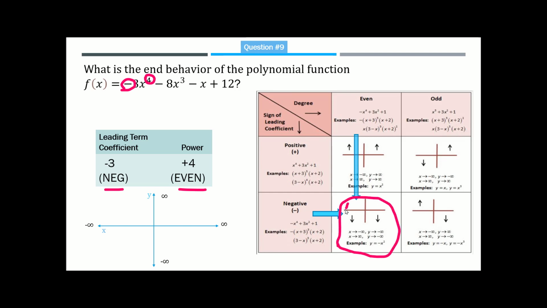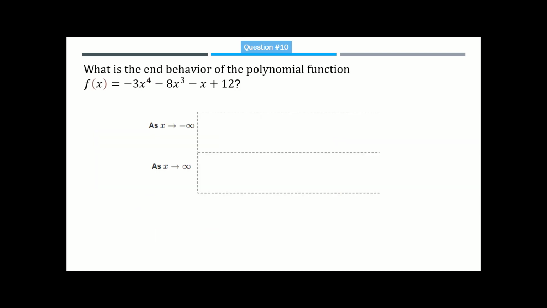So as x gets smaller, f of x or y gets smaller. As x gets larger, y still gets smaller. So it's going to look like this. Something's going to happen, but it's going to go down and down. So how do I write that? Remember what's happening. Get that by our leading term. As x approaches infinity, what happens to f of x? In this case, it also approaches negative infinity.